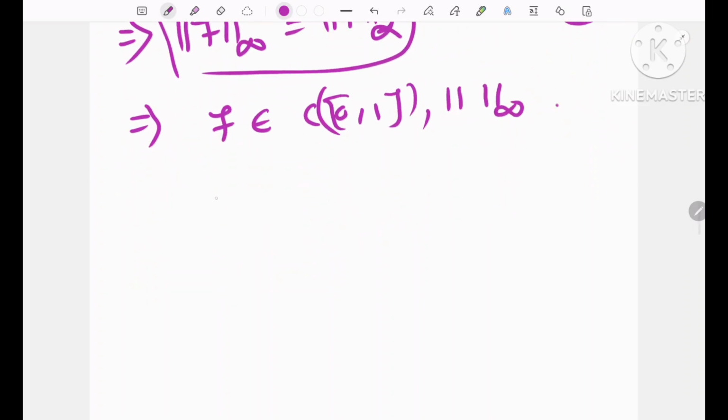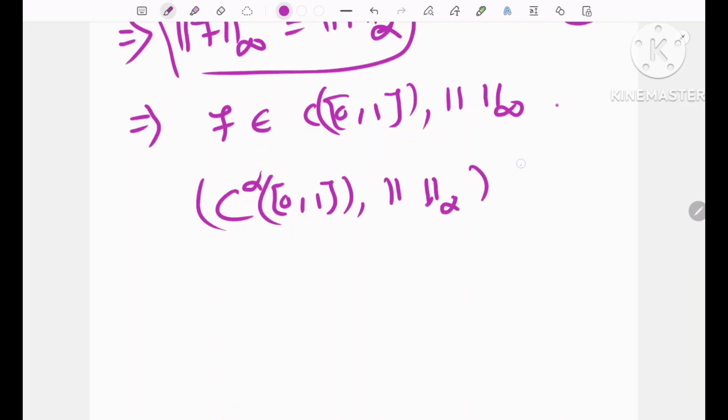So we established that C^alpha[0,1] with respect to the alpha norm is a subset of C[0,1] with respect to the sup norm.